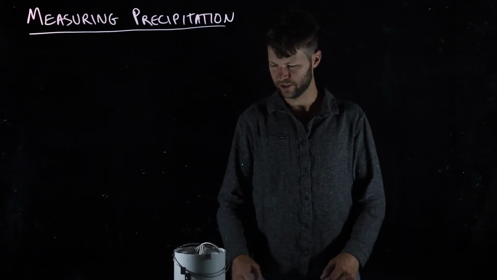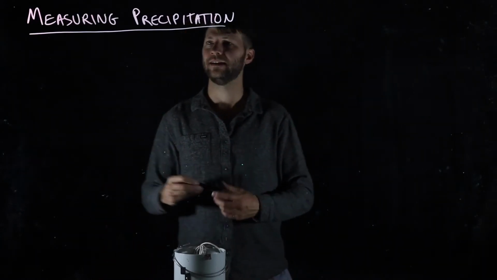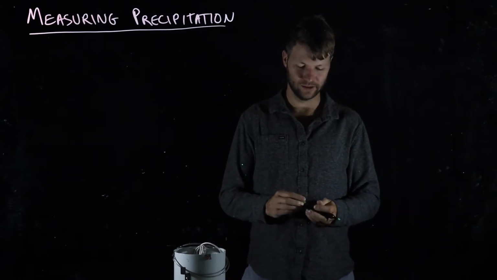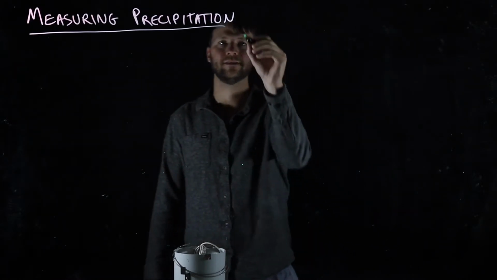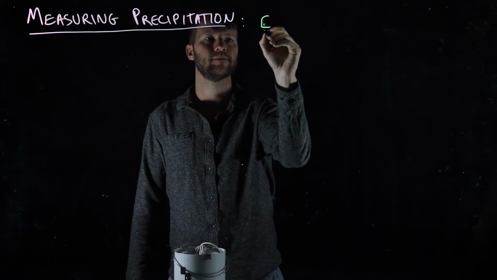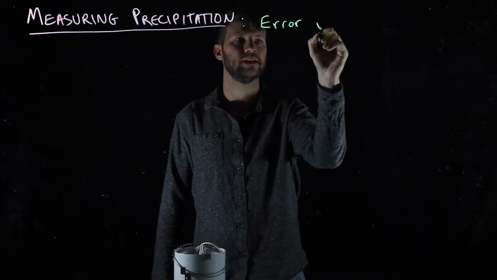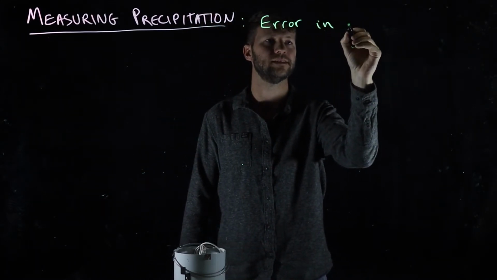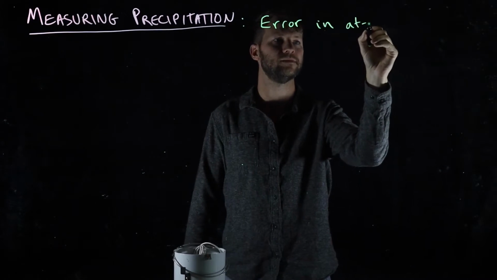We now need to address something that is common to all physical measurements, and that is namely error. Specifically, error in these at-a-point estimates of precipitation.